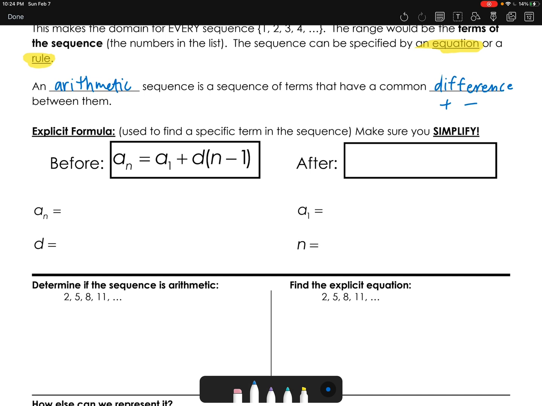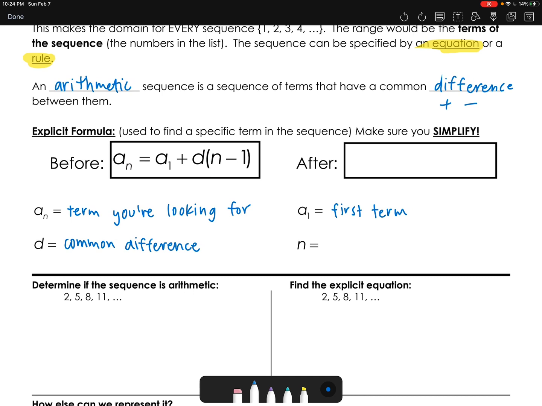So a sub n, that's the term you're looking for. A sub 1 would be the first term in the sequence. D would be the common difference. And n, the n is important because we see n both in our a sub n and in our formula here. We see an a sub n and this n minus 1.